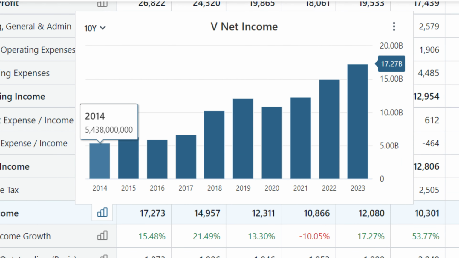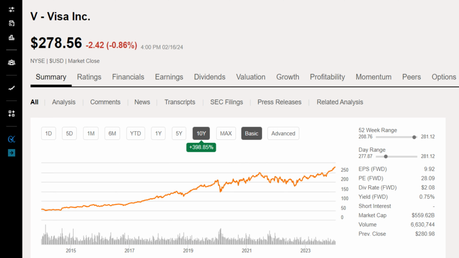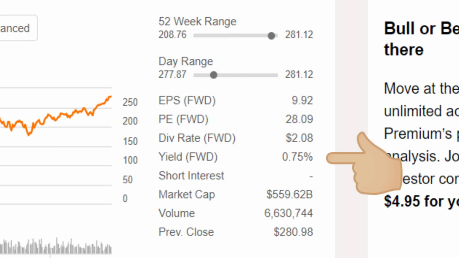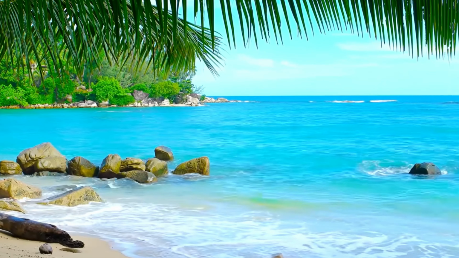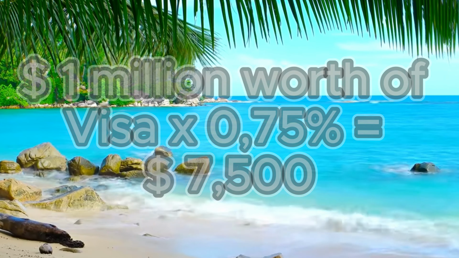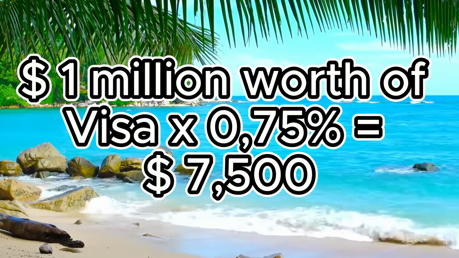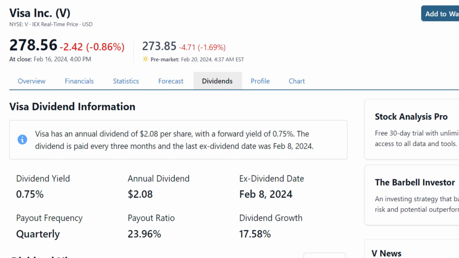For dividend investors, the dividend payouts by a company are very important. The starting dividend yield is only 0.75%, which isn't impressive at all, right? I mean, some of us actually want to live off dividends and would have to invest millions into Visa in order to do so. Well, not quite, as the dividend growth of Visa is out of this world, being over 17.5%. Growing your dividend income at a very rapid rate.